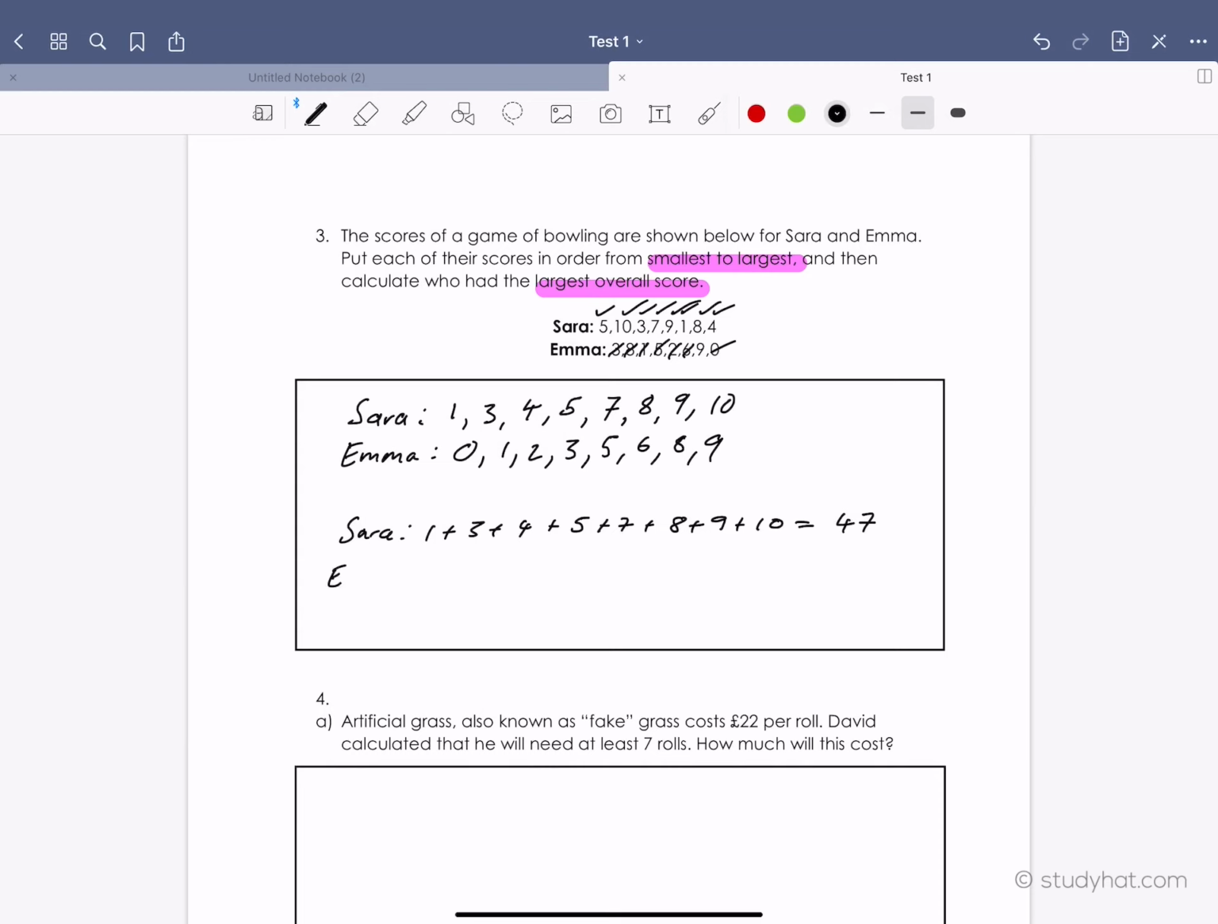And for Emma, we're going to do the same thing. 0 plus 1 plus 2 plus 3 plus 5 plus 6 plus 8 plus 9. 0 plus 1 is 1, plus 2 is 3, plus 3 is 6, plus 5 is 11, plus 6 is 17, plus 8 is 25, plus 9 is 34.